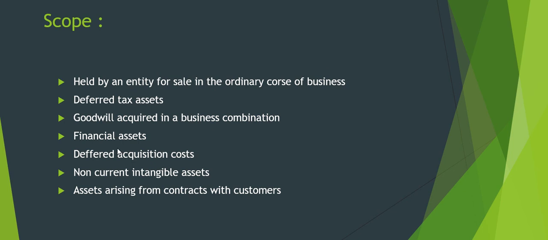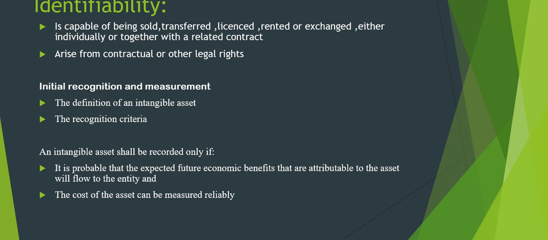Financial assets, which are already defined in Ind AS 32, do not come here. Then deferred acquisition costs and intangible assets arising from insurers' contracts are excluded, as are non-current intangible assets classified as held for sale. Assets arising from contracts with customers, like your normal regular contracts for revenue from customers, are also not considered, so the standard does not cover all of that.